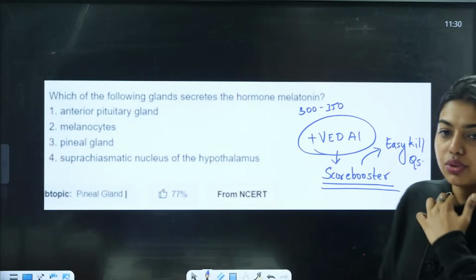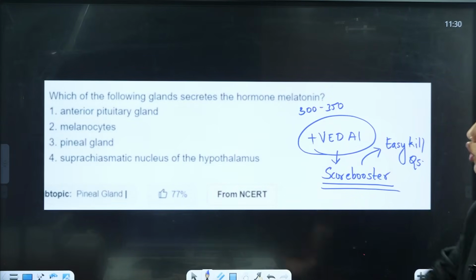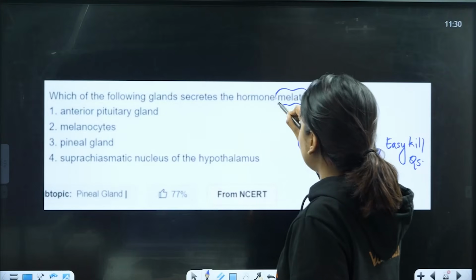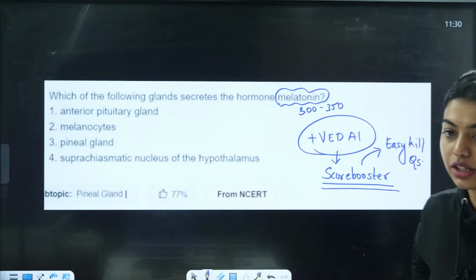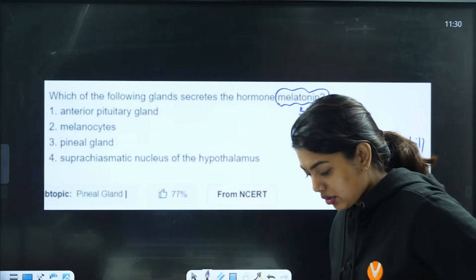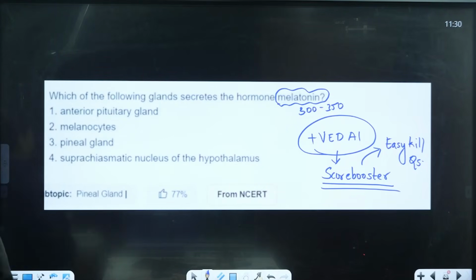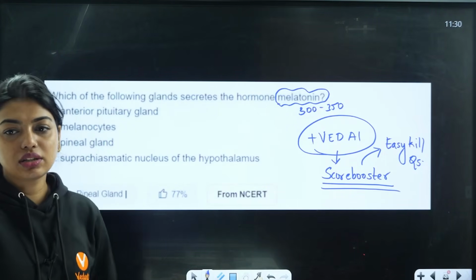Next question: which of the following glands secrete the hormone called melatonin? Yes, melatonin. Okay, don't get confused, melatonin they have asked. Melanin and melatonin are different. Melanin is for pigmentation.